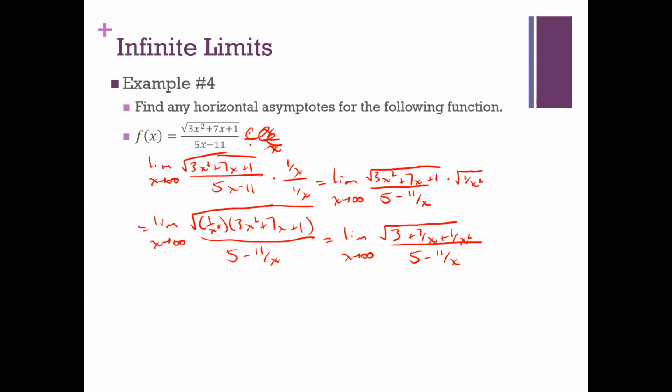So that limit exists. Now, if we can convince ourselves the limit of the numerator exists, then we can absolutely break them apart. 3 is a constant, so that's not going to get affected. What's going to happen to 7 over x as x gets very large? Go to 0. What about 1 over x squared? Right. So because of that, I can say this. This is equal to the square root of 3 over 5.